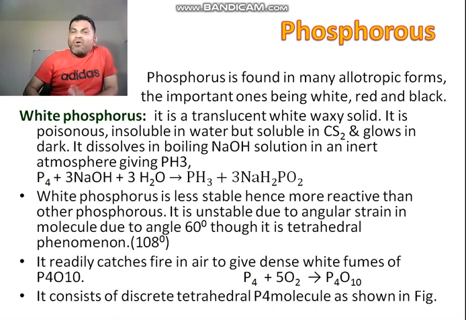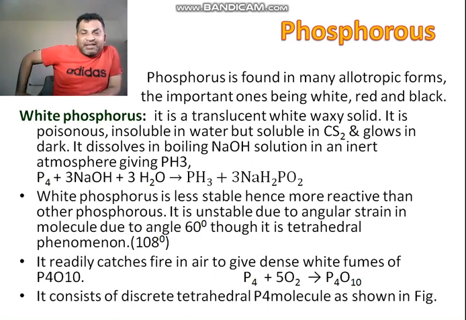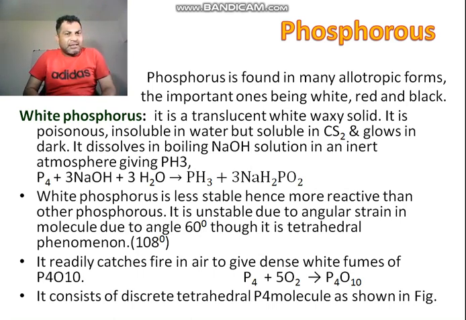Now white phosphorus is hence more reactive than the other phosphorus forms. See, whatever stable substances are there become less reactive, and whatever unstable substances are there are very reactive. So if we talk about white phosphorus, then white phosphorus is reactive in terms of chemical behavior. It is unstable due to angular strain in the molecule, due to the angle of 60 degrees, though its shape is tetrahedral.